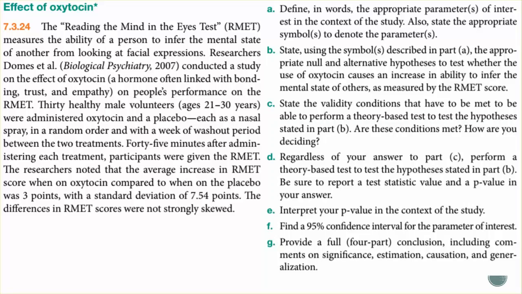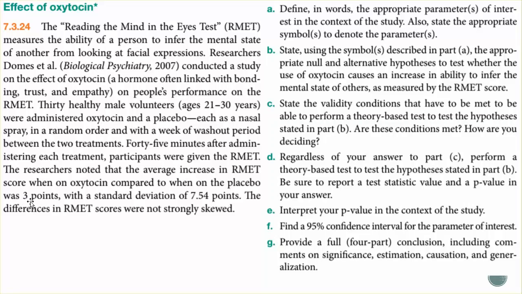We have this group of 30 males, aged 21 to 30. They take this test, and they take it twice with a week in between. One time they take it, they get the drug. One time they get a placebo. It's randomized which one they get first, and they don't know which one it is. So it's at least a blind test because they don't know. And then it turns out that if they compare their score with the placebo to the score with the oxytocin, the score was 3 points higher on average in the sample.